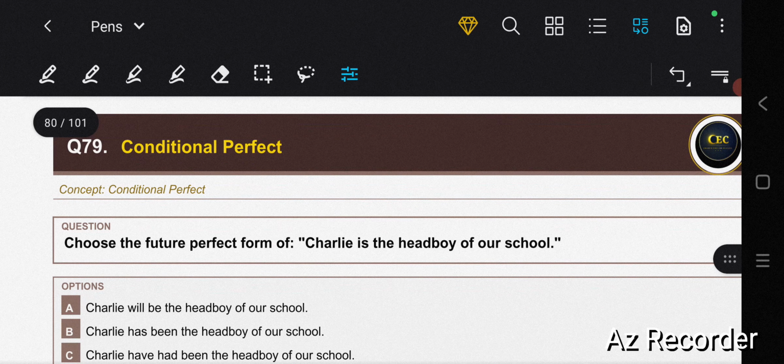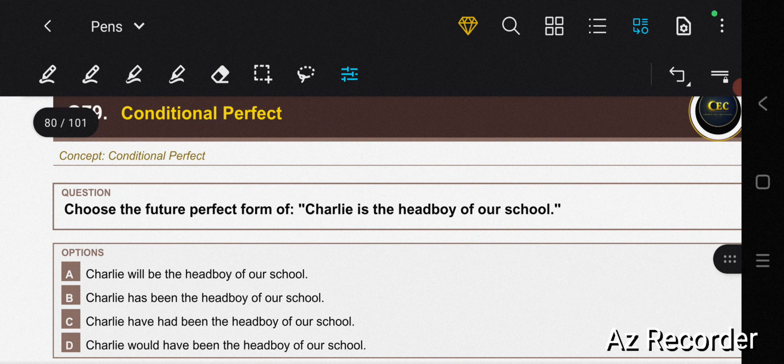Now the next question, conditional perfect. Very important question. Choose the future perfect form of Charlie is the head boy of our school. Charlie will be the head boy of our school. Charlie has been the head boy of our school. Charlie had been the head boy of our school. Charlie would have been the head boy of our school. So which one should be the correct option as per the instruction?